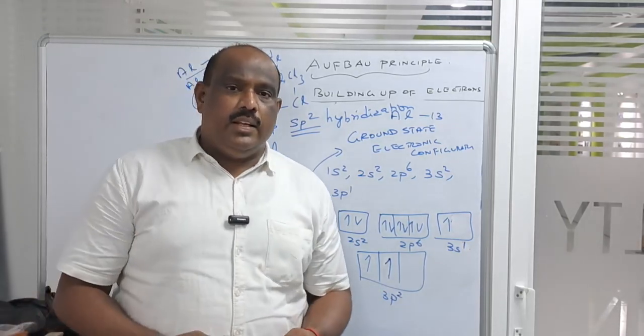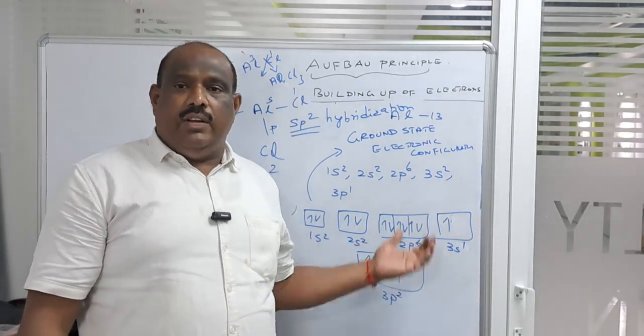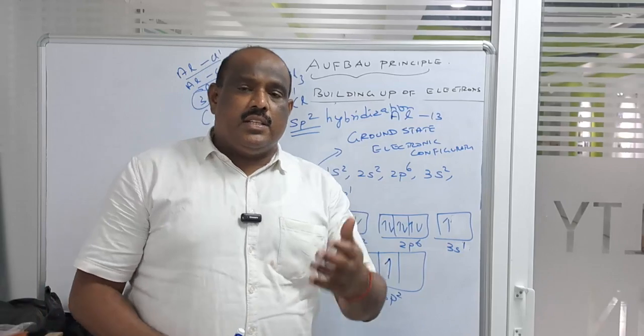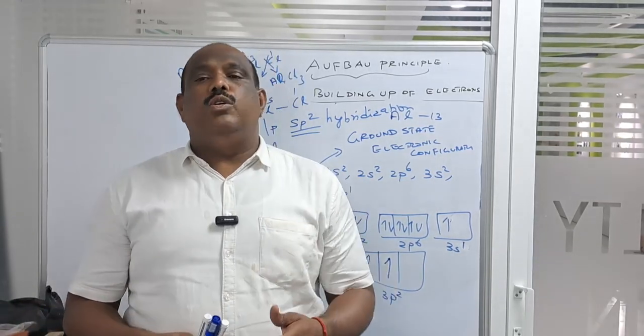I will stop the lecture for today's session here. In the next session, based on this valency, how to find the valency, and the Aufbau principle, we will discuss Hund's rule and the Pauli exclusion principle. Then we'll go to covalent bonds.